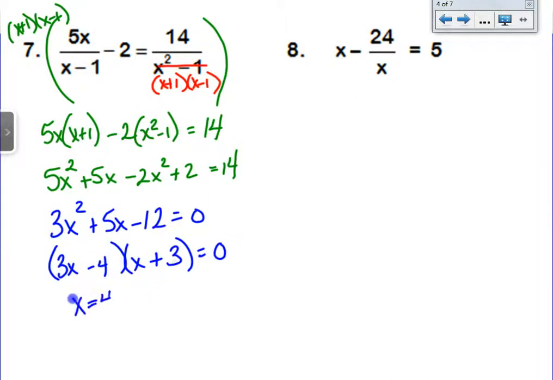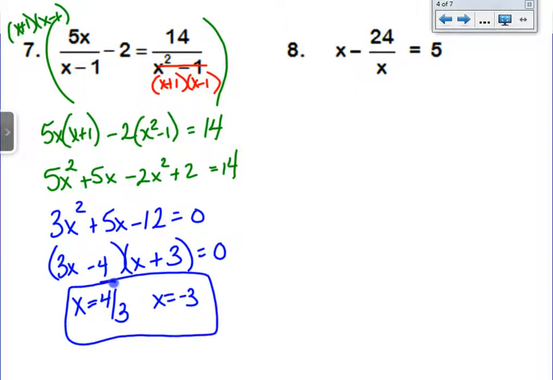So one solution is 4/3, and the other solution is -3. And if I look back at my denominators, the only thing that would have got me in trouble is if I had a positive or -1, which of course neither of these are. So this is a case where the solution is actually two different solutions.